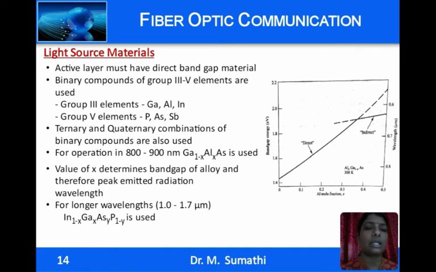So, for operation in the 800 to 900 nanometer wavelength range, gallium aluminum arsenide is used, where X indicates the aluminum mole fraction, and the concentration of aluminum determines the band gap energy and the wavelength of emission of the source. As can be seen in the graph, the various fractions of aluminum mole fraction X determines the band gap energy and the wavelength of operation. For longer wavelengths, that is in the 1000 to 1700 nanometer range, indium gallium arsenide phosphide is used.